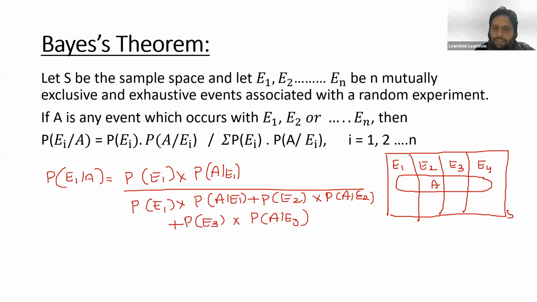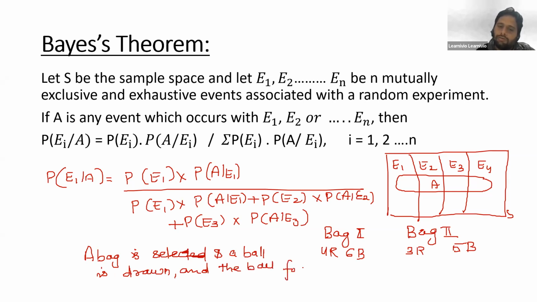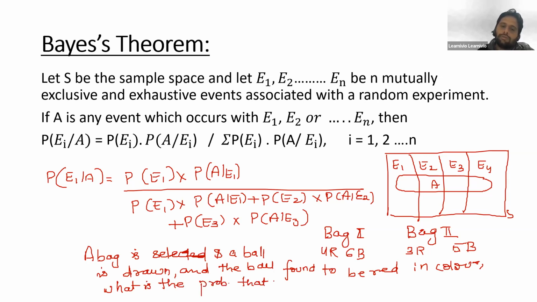So we will take an example. Suppose you have two bags, bag one and bag two. This has four red, six black. This has three red, five black. The question is, a bag is selected and a ball is drawn, and the ball is found to be red in color. What is the probability that it is drawn from the first bag?